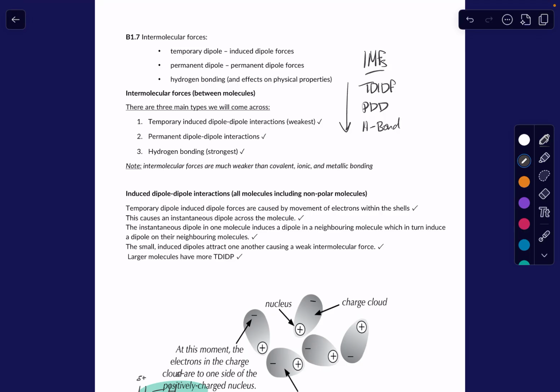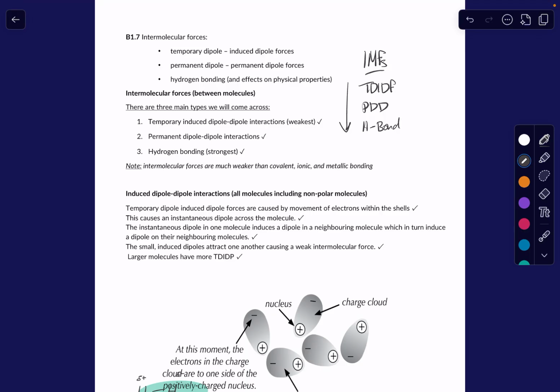Permanent dipole-dipoles only exist with things that are polar, and H bond is a very specific category of polar molecules that only works with HN, HF, and HO. But they are also permanent dipoles. They're just stronger versions, and we call those H-bonding.